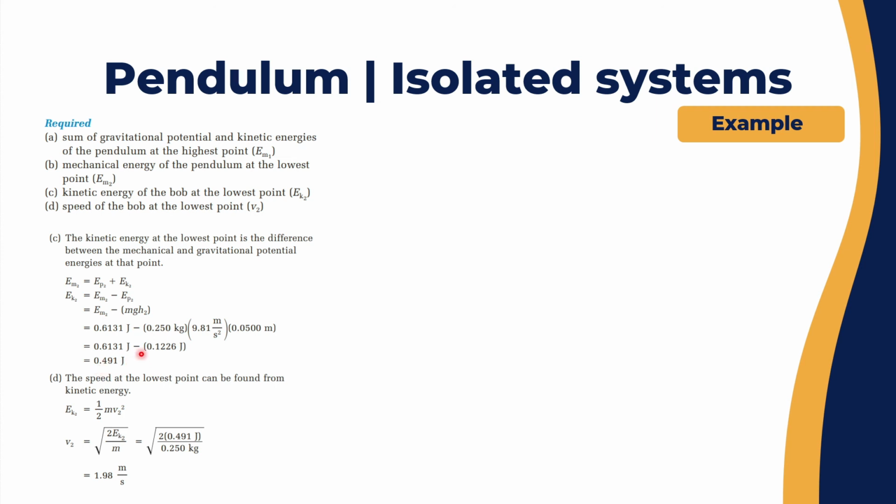What is the speed at the lowest point? It can be found from the kinetic energy. EK2 equals 1 over 2 mass times velocity 2 squared. Velocity 2 in this case would be the square root of 2 times EK2 over m. We know EK2 from here, and we know the mass as a given, so that would give you 1.98 meters per second. With that being said, you have already successfully solved all the parts of this problem.